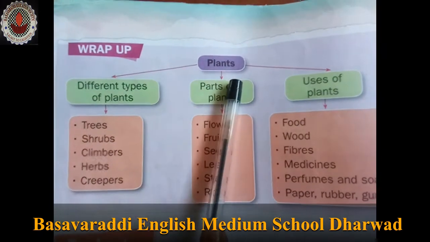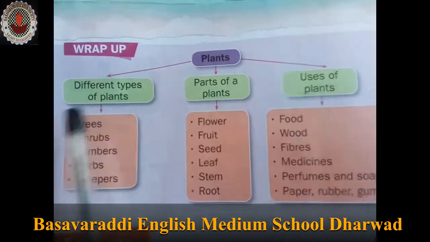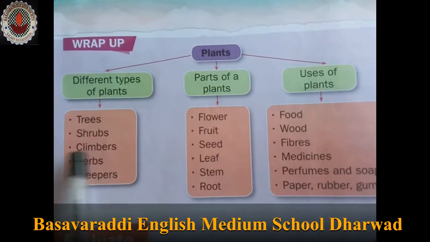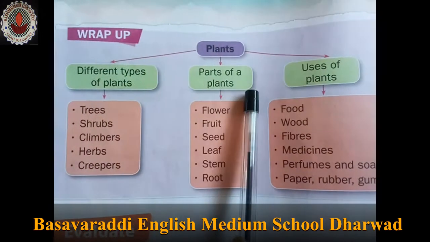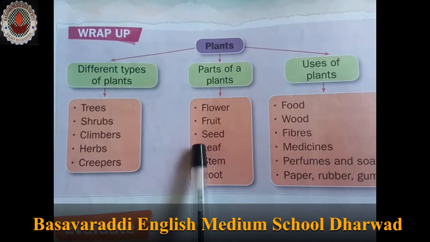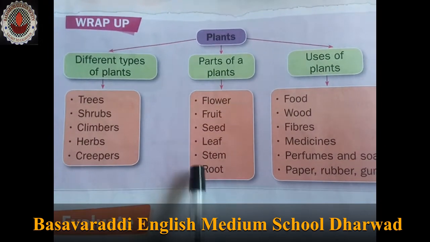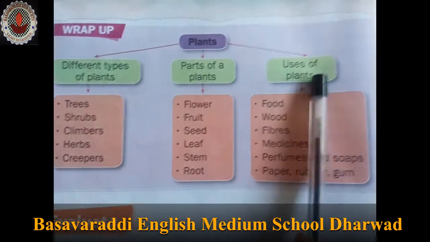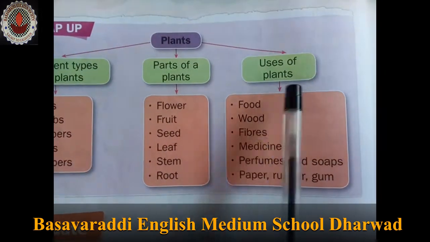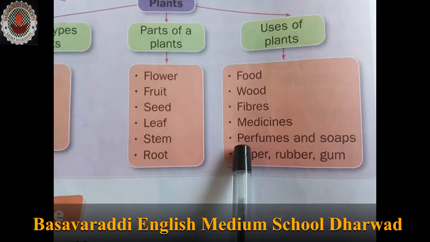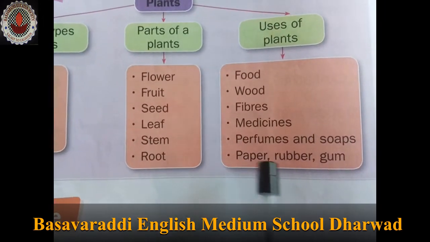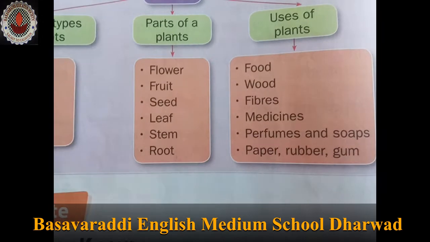What we learned? Plants. Different types of plants: trees, shrubs, clambers, herbs and creepers. Parts of the plant: flower, fruit, seed, leaf, stem, root. Uses of plants: food, wood, fibers, medicines, perfumes and soap, paper, rubber and gum.